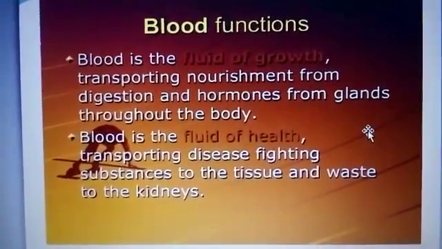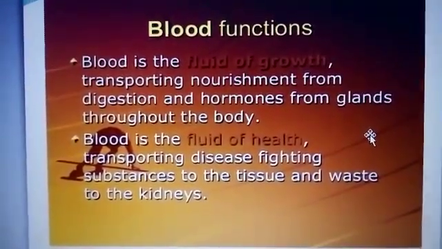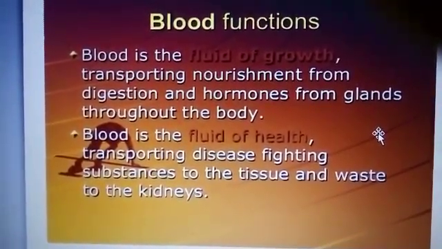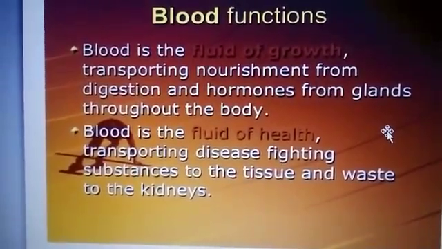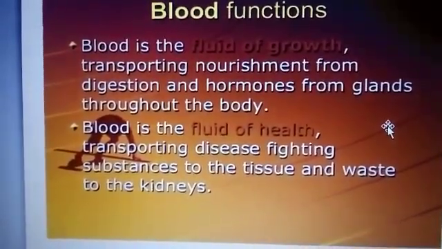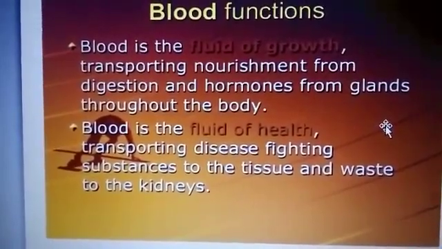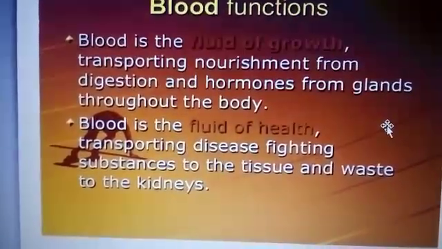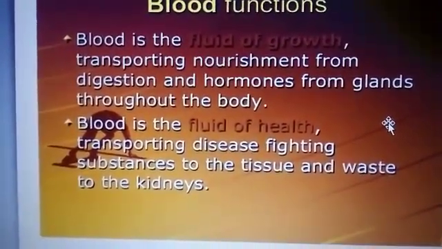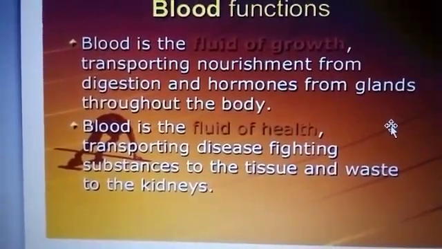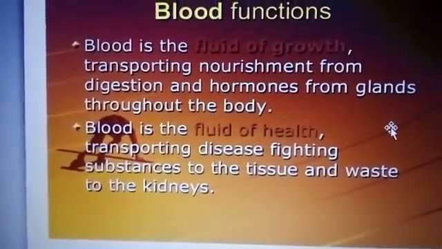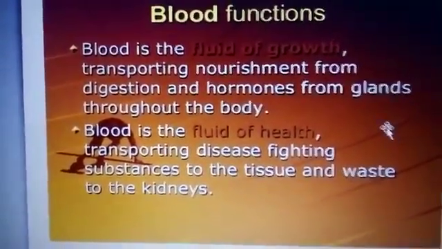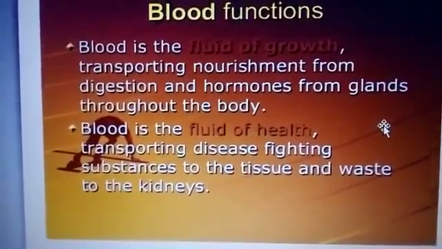Now let us see the functions of blood. Blood is known as the fluid of growth because it transports the nutrients, that means the nourishment molecules from the digestion. Already we studied about the digested food molecules. So remember the points: the nourishments from the digestion and the hormones which are getting released from the glands throughout the body. Next, blood is also known as the fluid of health because it is transporting the disease-fighting substances to tissues, and from the tissues the waste products to the kidneys, and from the kidneys these are expelled to the outside of the body.